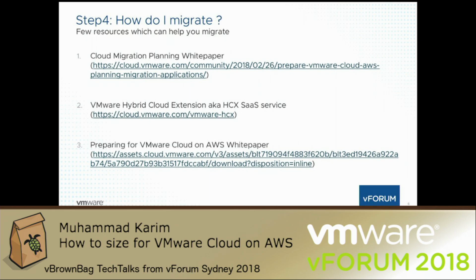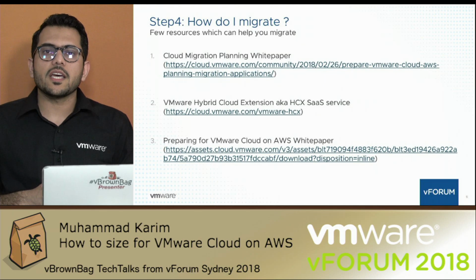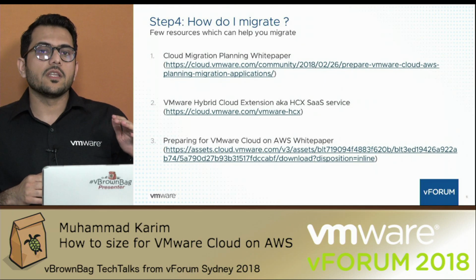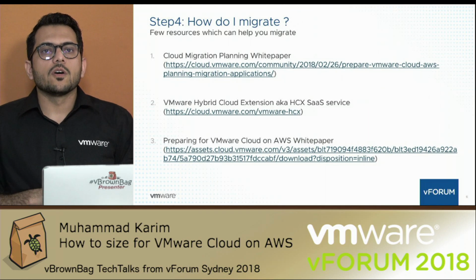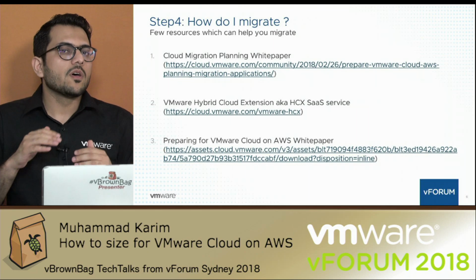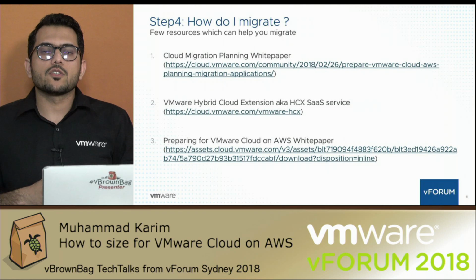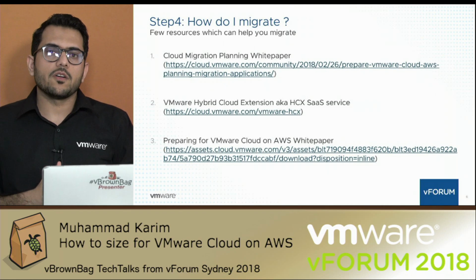The second one is actually the tool that we use. It's a SaaS service from VMware called HCX. Yesterday at vForum Australia we demonstrated that we can move a bulk of VMs live into the cloud. You can actually move thousands of VMs all live into the cloud. Depending on your migration strategy, you can use HCX to move live or as a cold migration from on-premises into VMware Cloud on AWS.